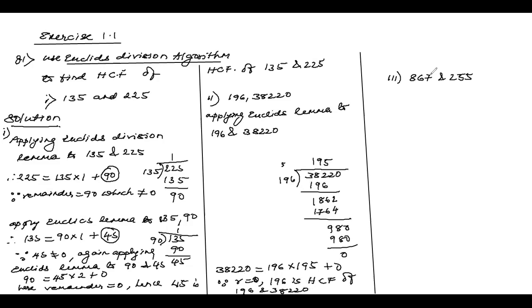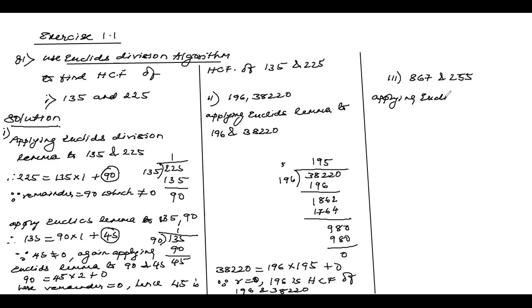Now I come to the third part. 867 and 255. I want to find the HCF using Euclid's division algorithm. Which is bigger, beta? 867. So first step you will write like this, applying. I told you, it's a procedure. It's about an algorithm, a step-by-step procedure. So first step, applying.